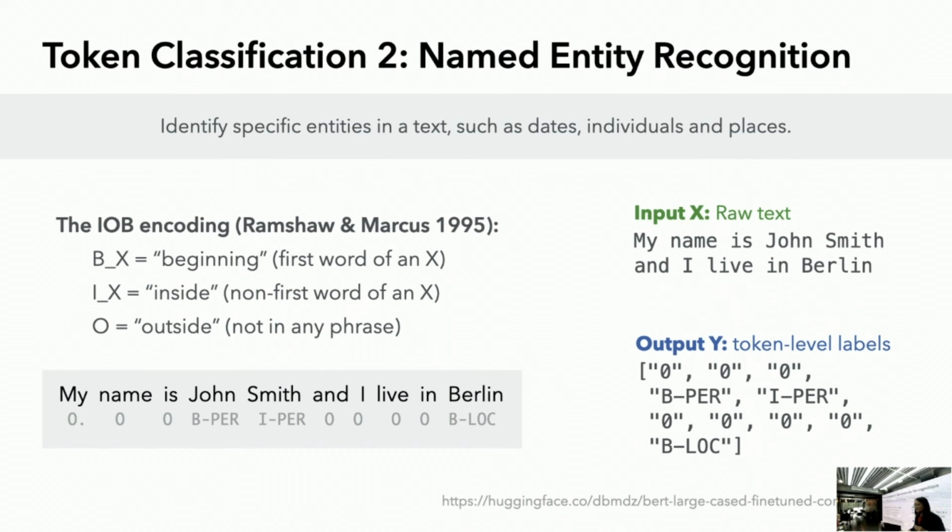So if someone says, "My name is John Smith and I live in Berlin," John Smith is going to be a named entity here, starting from John, and Smith is inside. And then Berlin is going to be a location. So you can imagine that a computer program reads this sentence and assigns specific tokens or tags to different text spans.